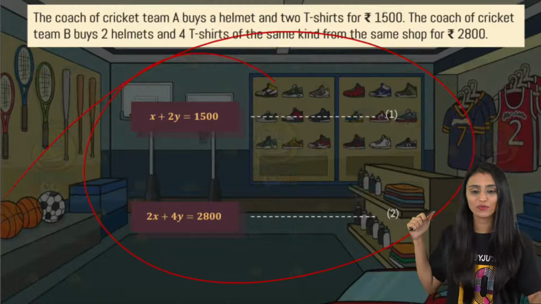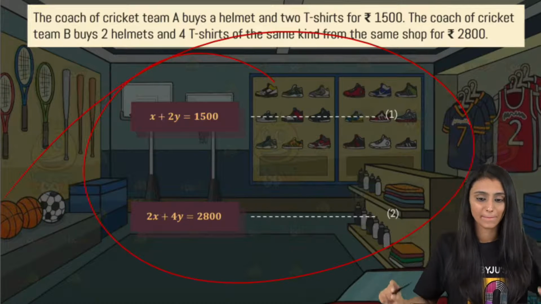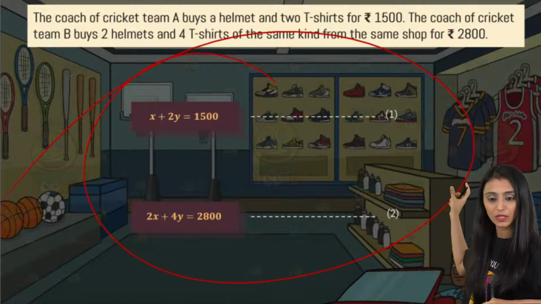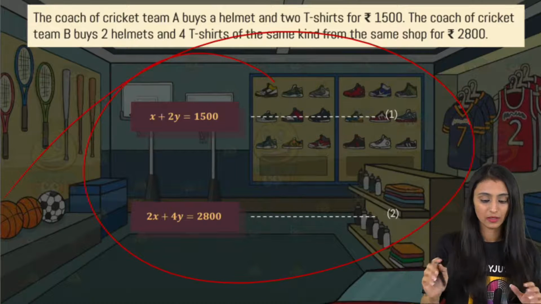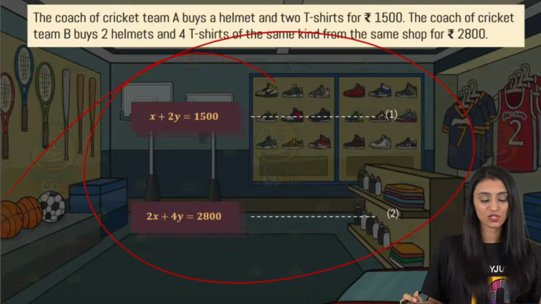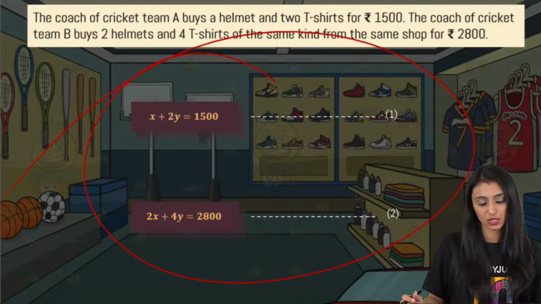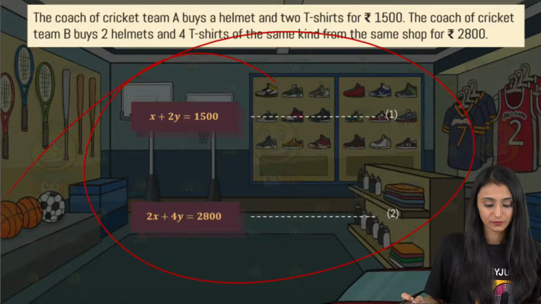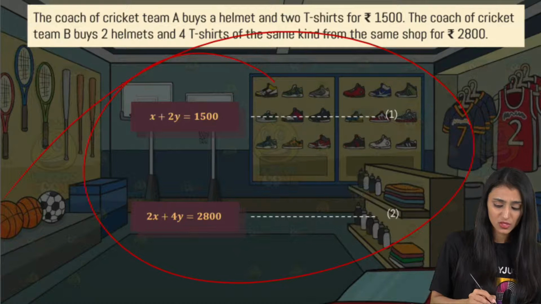Anybody having doubt framing the equations? I hope this is clear, because these questions are simple here, right? This is not difficult. It's clearly mentioned here that the coach of a cricket team is buying a helmet and 2 t-shirts. Let's suppose the cost of one helmet is x, and the cost for one t-shirt is y. Right? Yes. Simple one. Clear. So we have the equations ready.